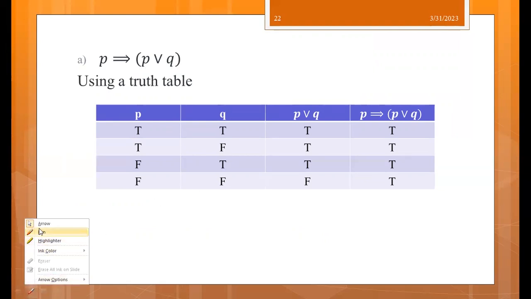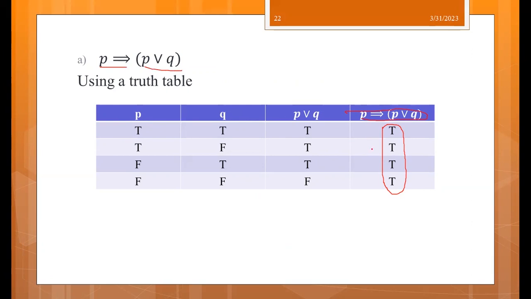From the truth table, which is already prepared here, we know that the truth value of this compound statement is always true, or simply every truth value here is true, whatever the truth values of P and Q, and P or Q are. Therefore, the compound statement P implies P or Q is a good example of a tautology, because its truth value is always true.